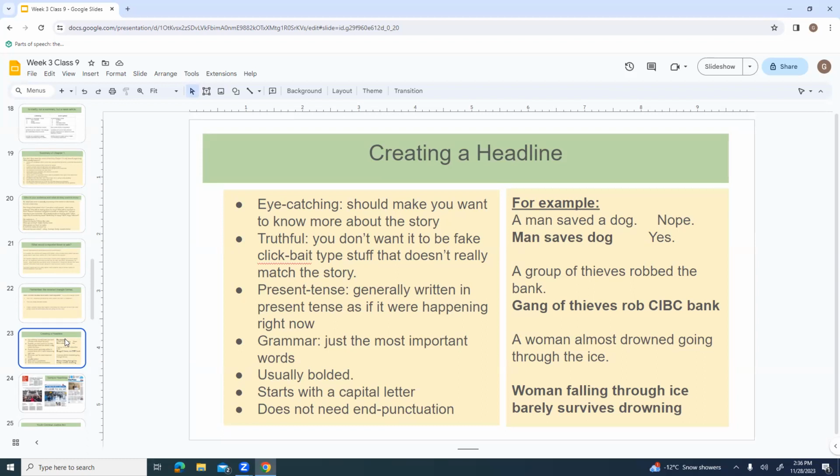A woman almost drowned going through the ice, or "Woman falling through ice barely survives drowning," right? There's a little element of drama to it, kind of, right? To kind of capture people's attention.